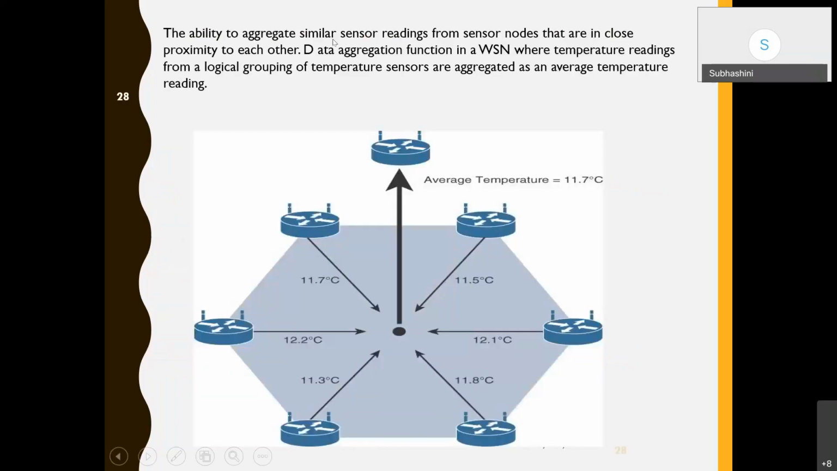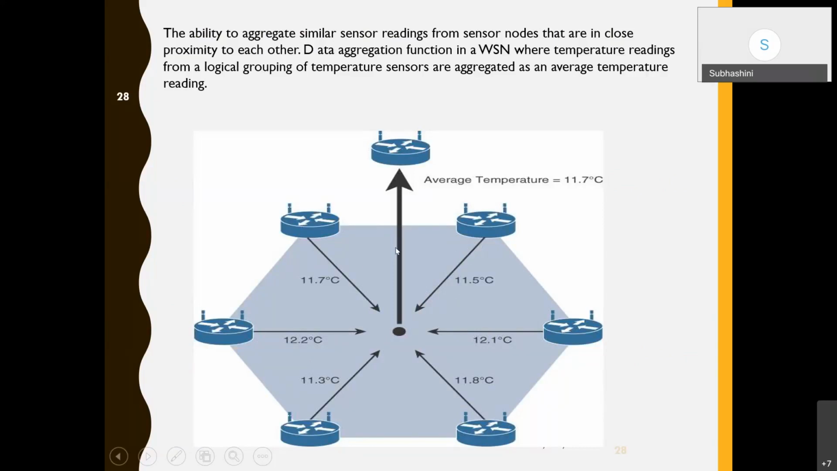And the last discussion we have here is that sometimes sensors can aggregate the data. Okay, that means what? See here, I have 1, 2, 3, 4, 5, 6 sensors. They are reading temperature. Let's say they are temperature sensors. You can see each temperature reading is different.